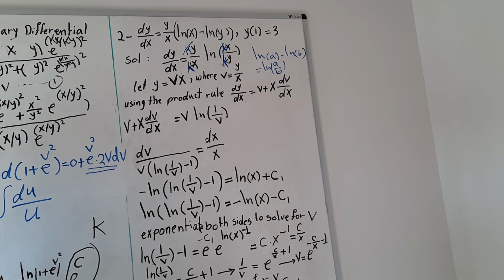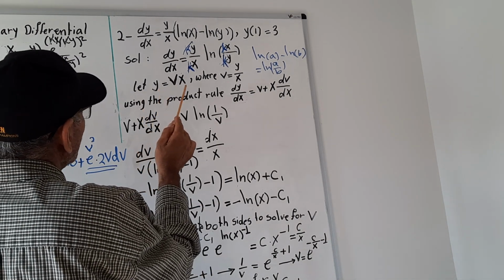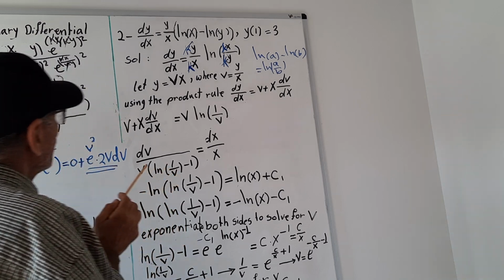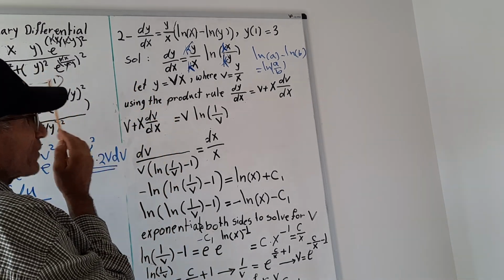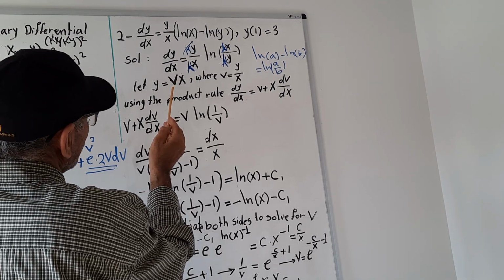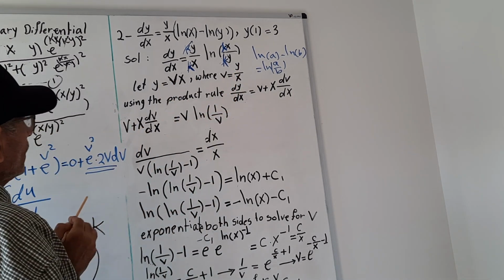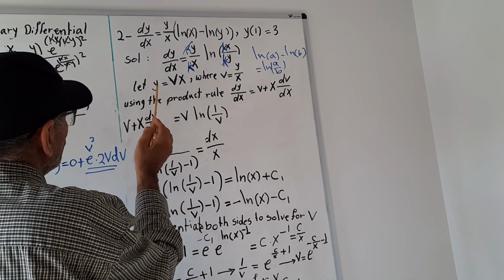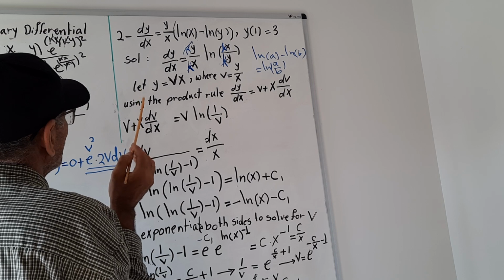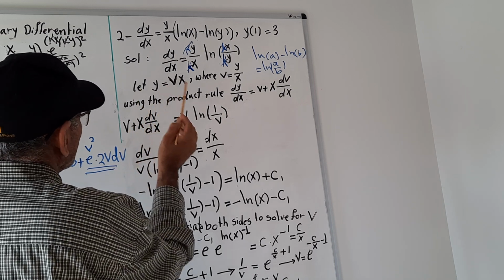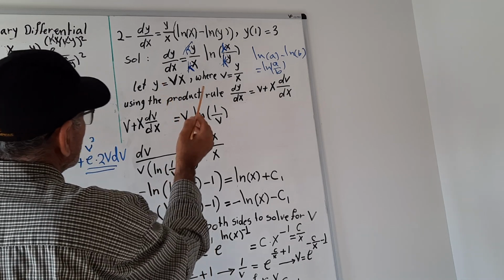How to solve it? Again, we use substitution. So let y equal vx. Our assumption is opposite of the first example. So here y equals vx, where v equals y over x. We use a product rule. We derive with respect to x both sides of this equation.